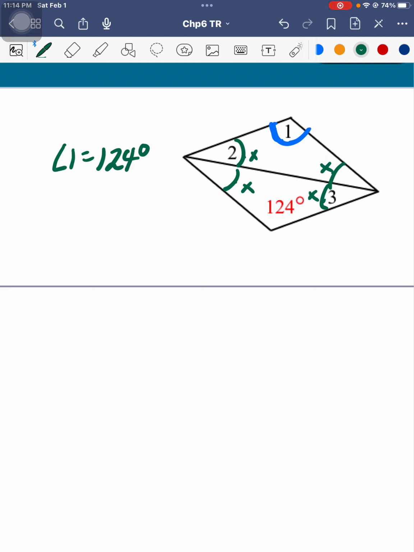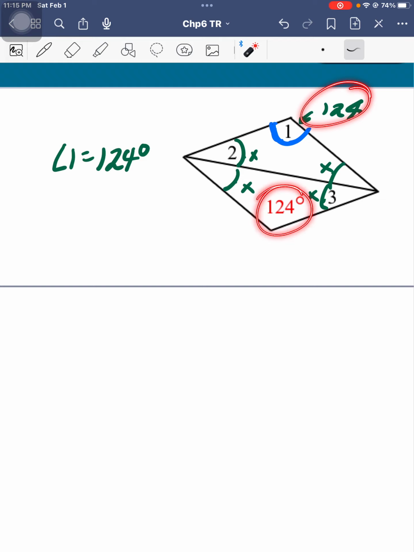So in order to find that, I could do 124 plus 124 plus x plus x plus x plus x equals 360. Or the other thing I could do, which is probably easier, is I know that adjacent angles in parallelograms are what? Supplementary. So that means this entire angle right here, which consists of 2x, right? Plus this 124 is going to be supplementary. So let's just do that.